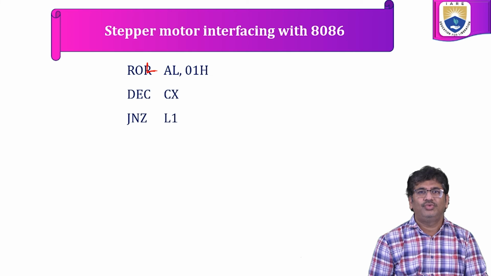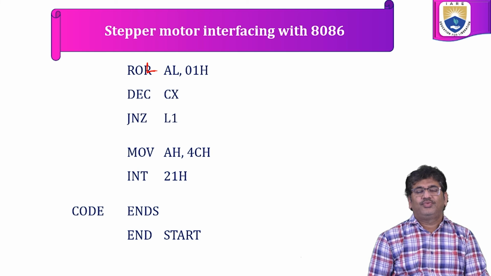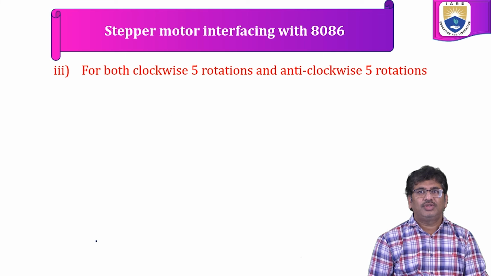For that, we have to move AH with 4CH. Then INT 21H, end the code segment with code ends. To end the program, we use the directive end start. So these are the programs for rotating the stepper motor in clockwise and anti-clockwise. Suppose you want to combine both clockwise as well as anti-clockwise for 5 rotations.